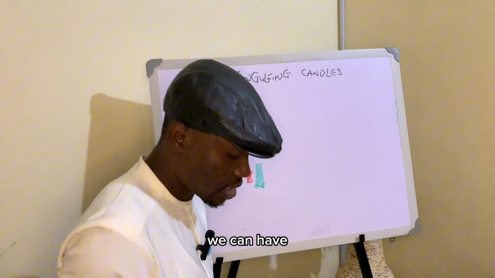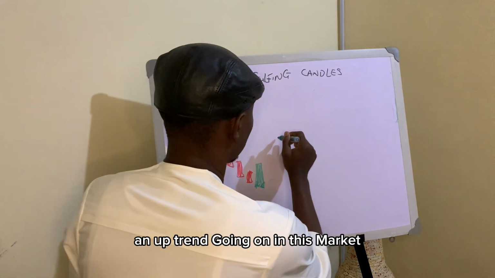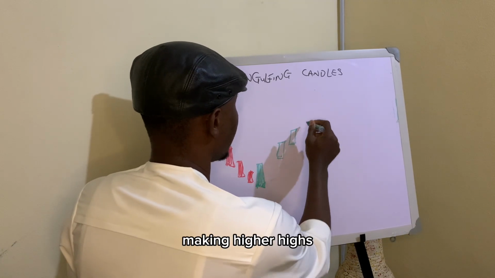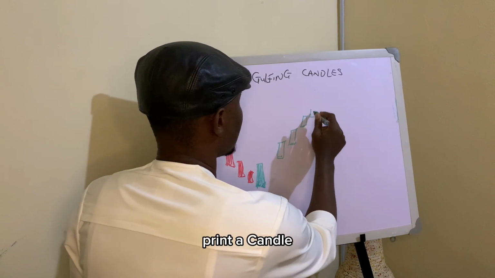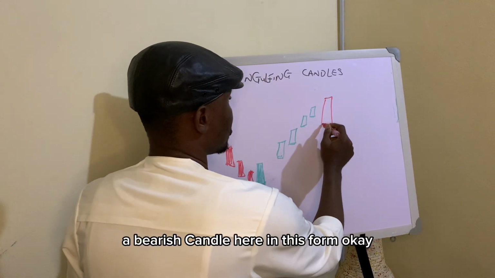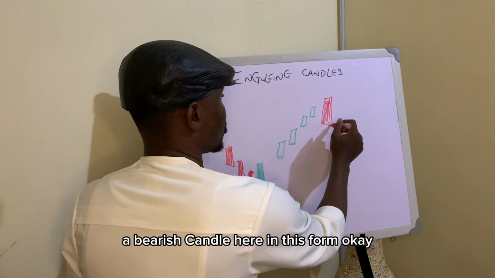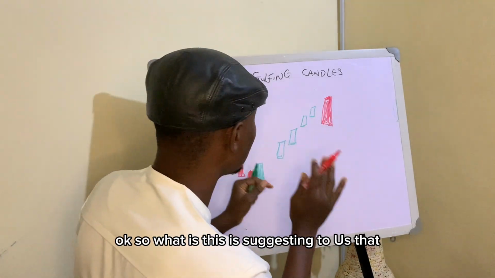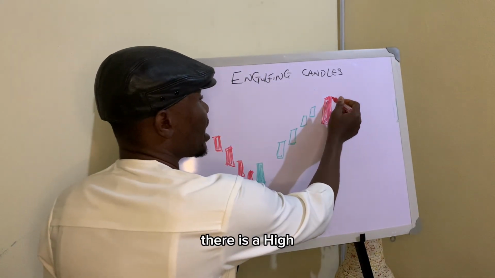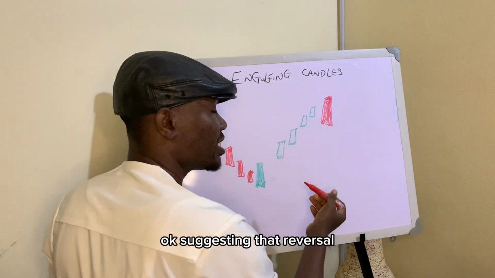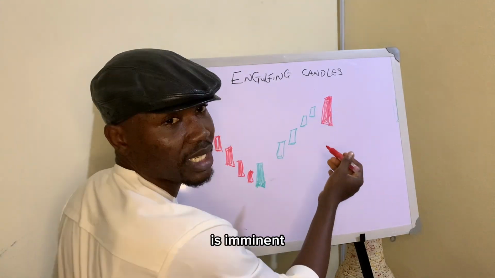So this is a bullish reversal engulfing candle. Conversely, we can have an uptrend going on in this way, making higher highs, printing a candle, then suddenly we get a bearish candle here in this form. So what is this suggesting to us? That there is a high volume of sell orders that came in here, suggesting that a reversal is imminent.